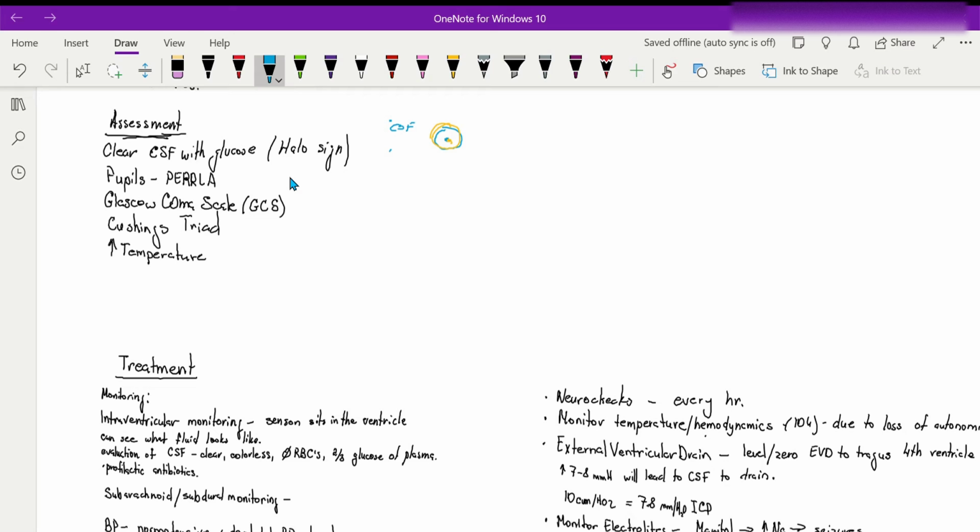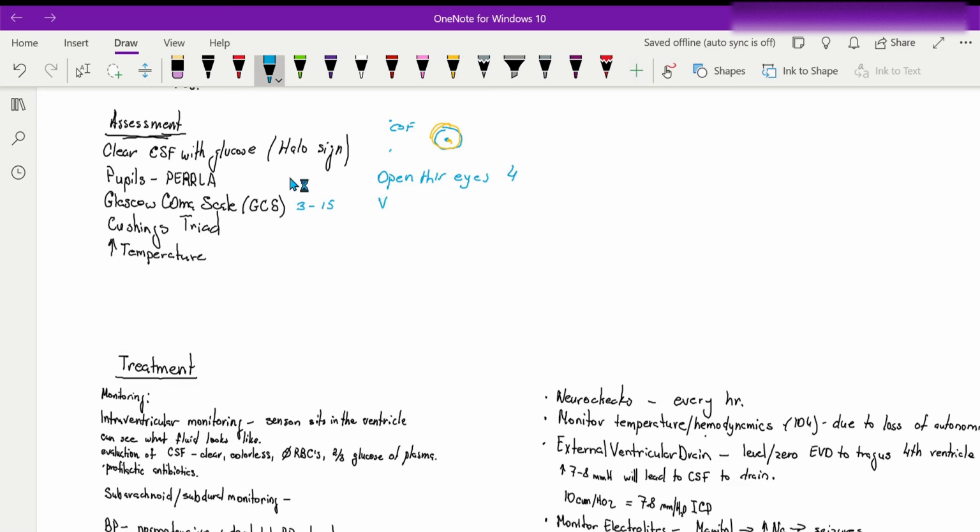Okay, you would assess PERRLA. You check the pupils, Glasgow scale. The smallest is 3, the biggest is 15. So the perfect Glasgow scale is when you walk into the room, they're able to open their eyes. Then you ask them to do something and they perform it for you. For the eyes there's 4.